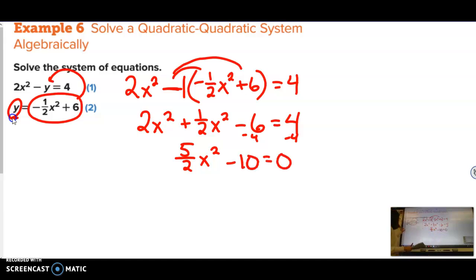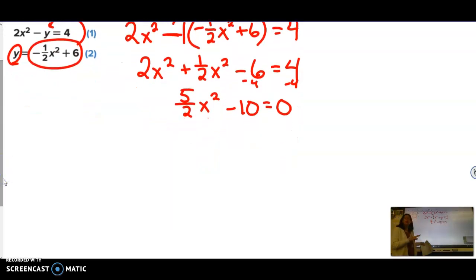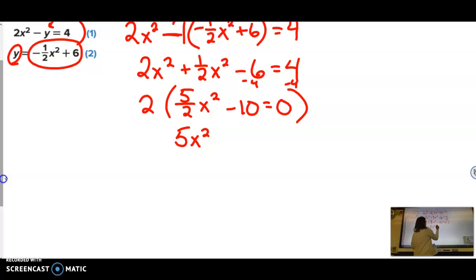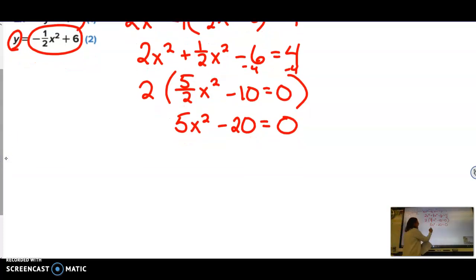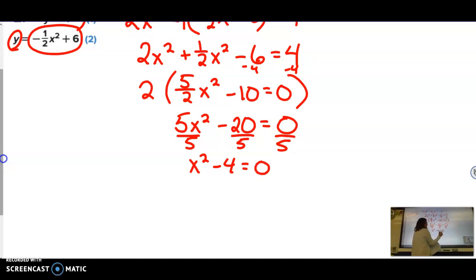Now, this fraction is a bit annoying out front, so what we can do to fix that is multiply everything by 2. So we can just multiply by the denominator. So 2 times 5 halves is just 5x squared. But we also have to do 2 times -10, so that's -20. But 2 times 0 is still 0. So now what we can do is divide everything by 5. We can just get rid of that 5 completely. And we get x squared minus 4 equals 0.